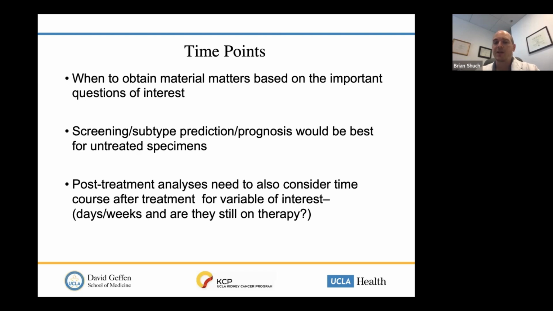I think screening, subtype, prediction, prognosis is all fine with untreated specimens. For the post-treatment analyses, you need to consider time, but again, what's the optimal time? So if you're looking at response to an agent affecting chromatin remodeling, or reactivation of a pathway, really you might have to guess on the time or be guided by preclinical work. I think also trying to understand when patients are going to come back, like, are they going to come back for a post-op visit at week 1, week 2, week 3? All that makes a difference.